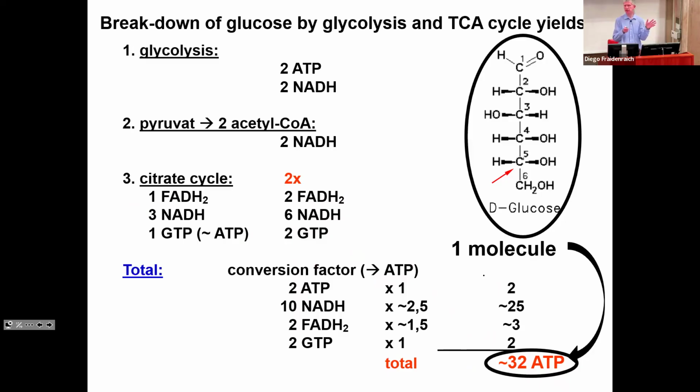In the literature, this can fluctuate. Some say 38, 32. It depends on how you do these biochemical reactions to come to these numbers. But overall, it's in the range of 30 ATP molecules derived from one glucose. So you want to memorize this number, it might be important.